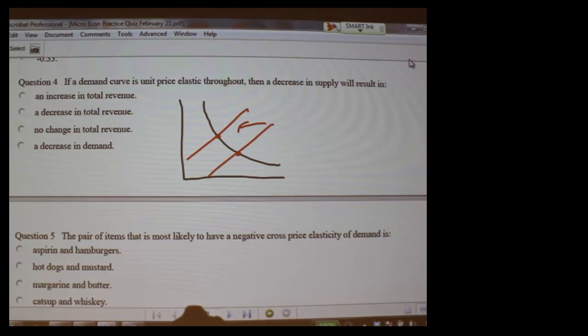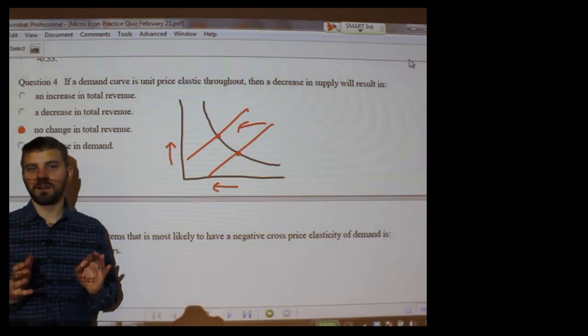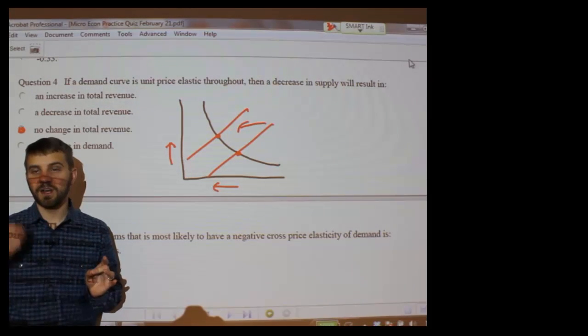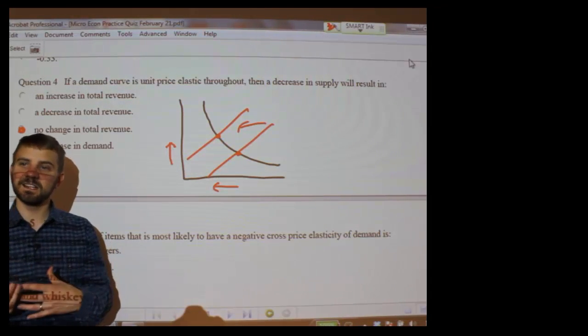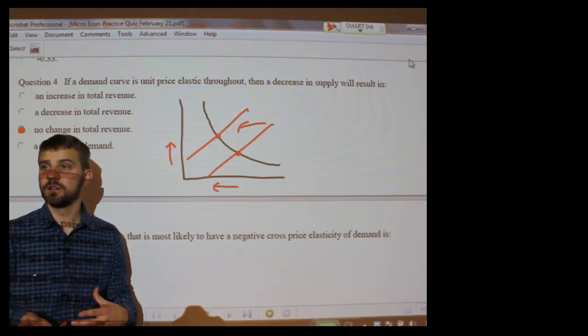If it's unit price elastic, then the percentage fall in quantity demanded is equal to the percentage increase in price, and so there will be no change in total revenue. Probably the best way to realize this answer is you don't have to memorize the relationship between price elasticity of demand and changes in total revenue, because it's pretty intuitive. If it's inelastic and the price goes up, total revenue goes up.